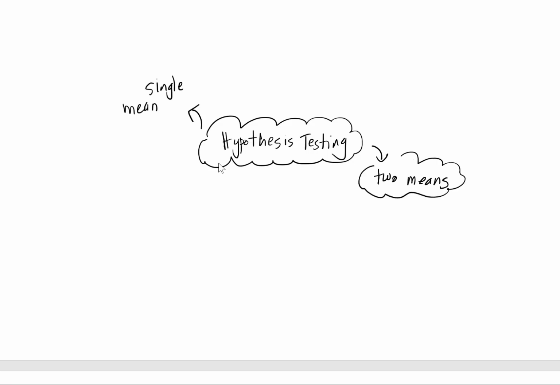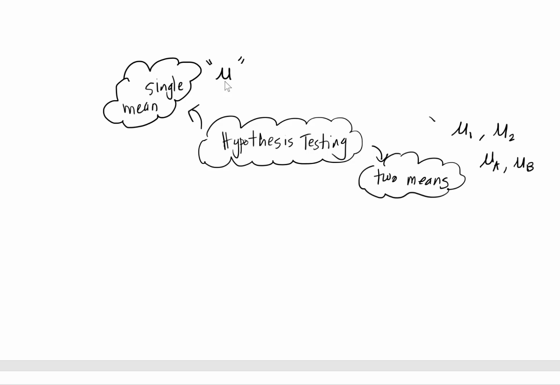For the single mean, we have mu, that means we have only one mean. For two means, we have mu1 and mu2. We have mean 1 and mean 2, or mean A and mean B. So for this video, we are going to look only at the single mean.